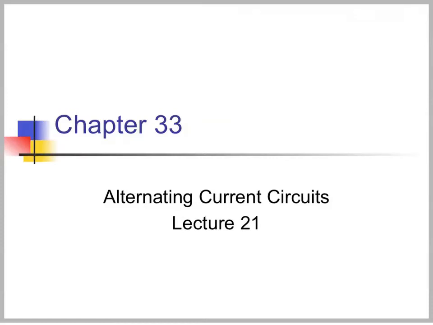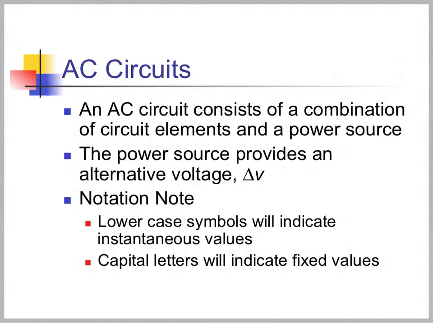This is Physics 2120, Lecture 21, and today we're going to go through alternating current circuits. An AC circuit consists of a combination of circuit elements and a power source. The power source is going to provide an alternating voltage, delta V. The notation here is lowercase symbols indicate an instantaneous value, and capital letters indicate fixed values.